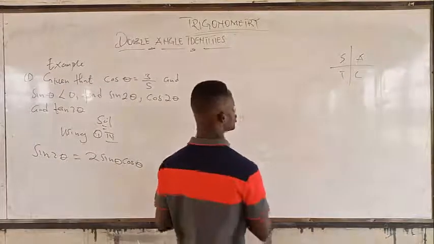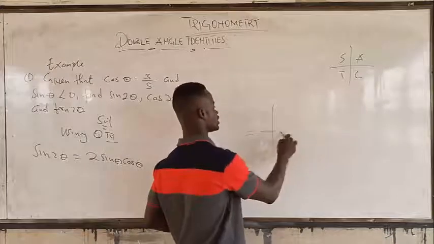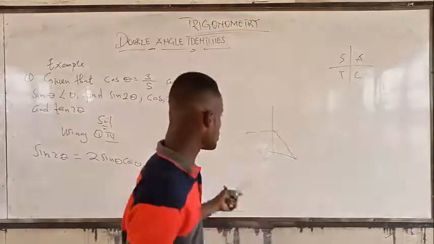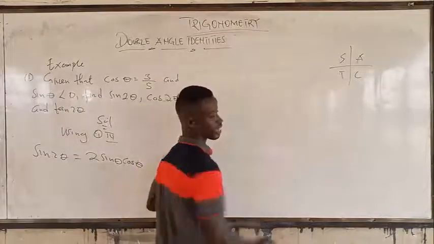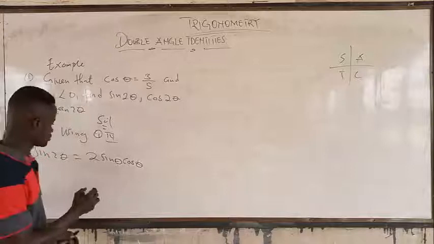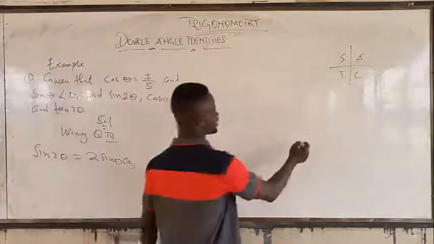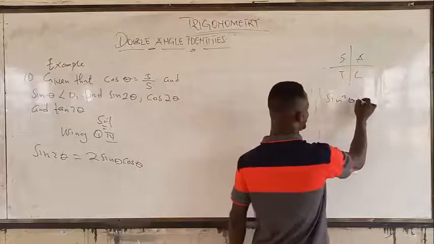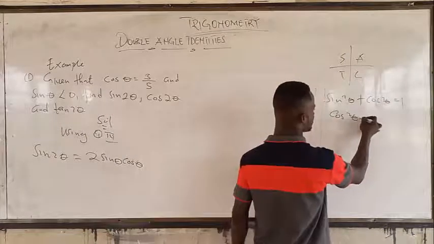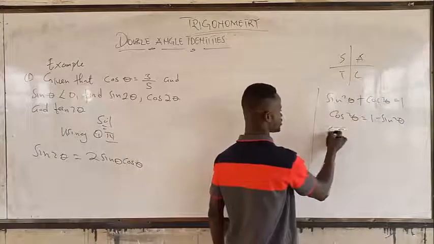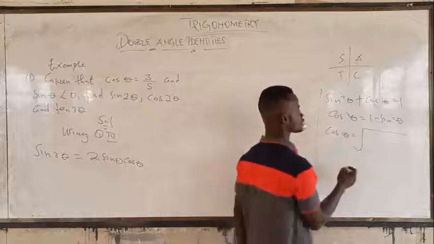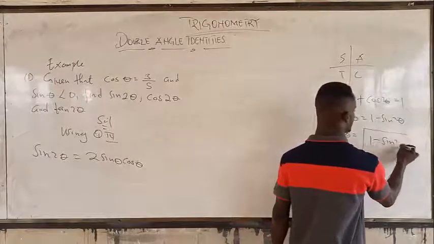We can use the Pythagorean identity, or you can also sketch it in the quadrant and look for sine. We know that sin squared theta plus cos squared theta is equal to 1. So cos squared theta is equal to 1 minus sin squared theta, and cos theta is equal to the square root of 1 minus sin squared theta.